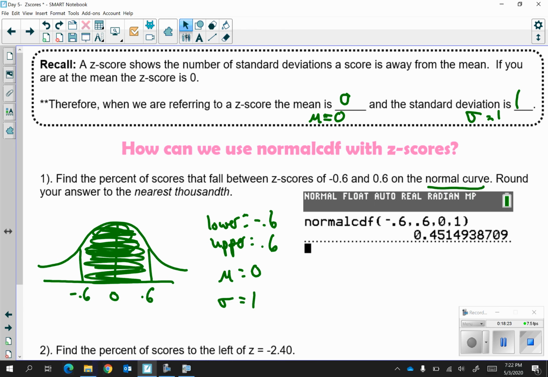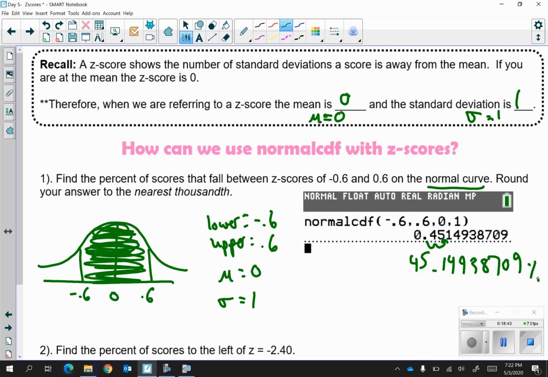Now, this problem does say to round to the nearest thousandth, but it also wants it as a percentage. That means we're going to change it to a percent first and round last. So I'm going to have 45.14938709%. And now you're going to round it to the nearest thousandth, which would be 45.149%.